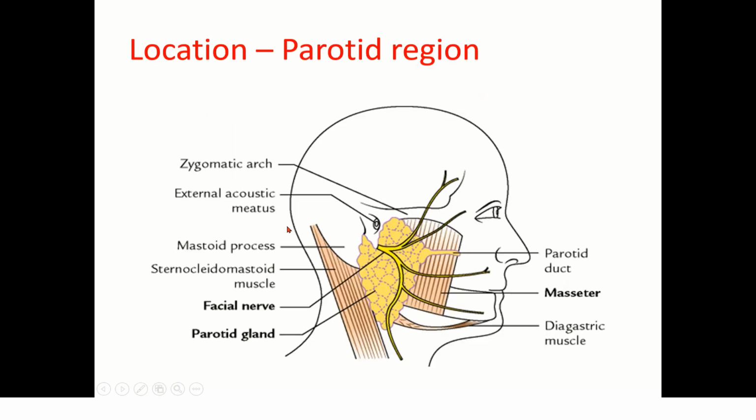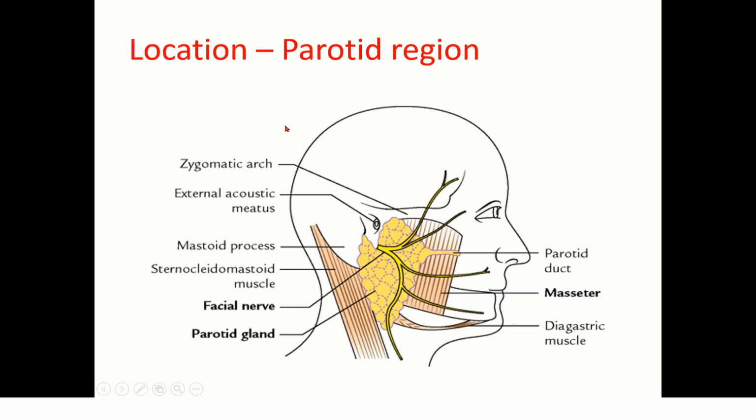So good evening students. Today we will be discussing the parotid gland. It is one of the largest of the three salivary glands. It is located in the parotid region. You can see here the ramus of mandible with the masseter muscle, external acoustic meatus, temporomandibular joint, mastoid process, sternocleidomastoid, posterior belly of digastric. All these are forming the parotid bed.